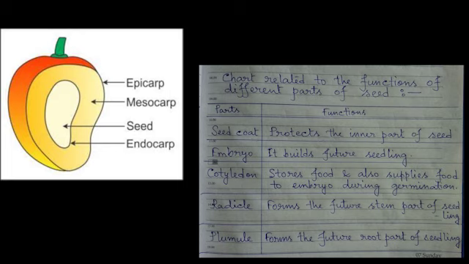Next, page number 205 above. There is an empty chart with the comparison of seedling and seed. It's very easy, so it's your homework. Next chart of the same page, that is the functions of different parts of a seed, I shall do it for your help.